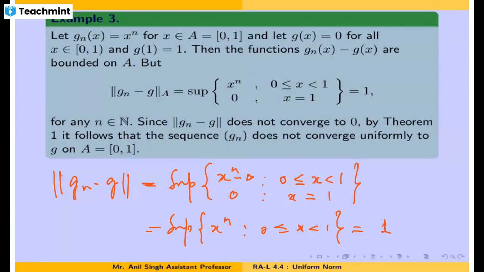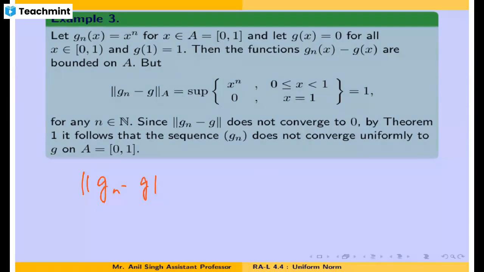So when its supremum is 1, what it gives you is that the sequence of uniform norms is the constant sequence 1. For uniform convergence, this sequence of uniform norms should converge to 0. It must converge to 0, but it is a constant sequence 1 and this sequence cannot converge to 0. Hence, by theorem 1 that we just proved, this sequence is not uniformly convergent to the limit function, whatsoever it is.